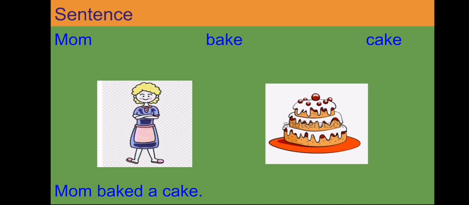If I give you 3 words, mom, bake and cake, if I give these 3 words to 3 different students, they may come up with 3 different sentences. One may say that mom wants me to bake a cake. One may understand it like this, that mom wanted the baked cake, or one may come to the conclusion that mom has baked a cake. And what I wanted to communicate was mom baked a cake.